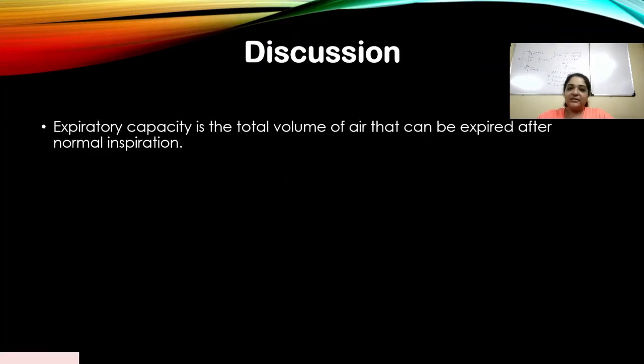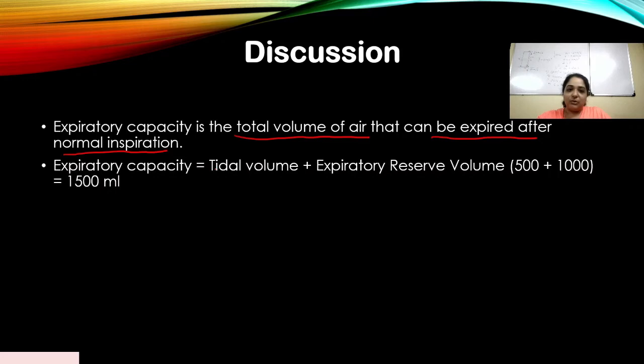So expiratory capacity is the total volume of air that can be expired after normal inspiration. Okay, so this will appear in pulmonary volumes and capacities when you study that. It is the total volume of air that can be expired after normal inspiration, and the formula is tidal volume plus expiratory reserve volume. So if you remember this formula, you could have just added 500 plus 1000, and then you will get 1500 ml as your answer.